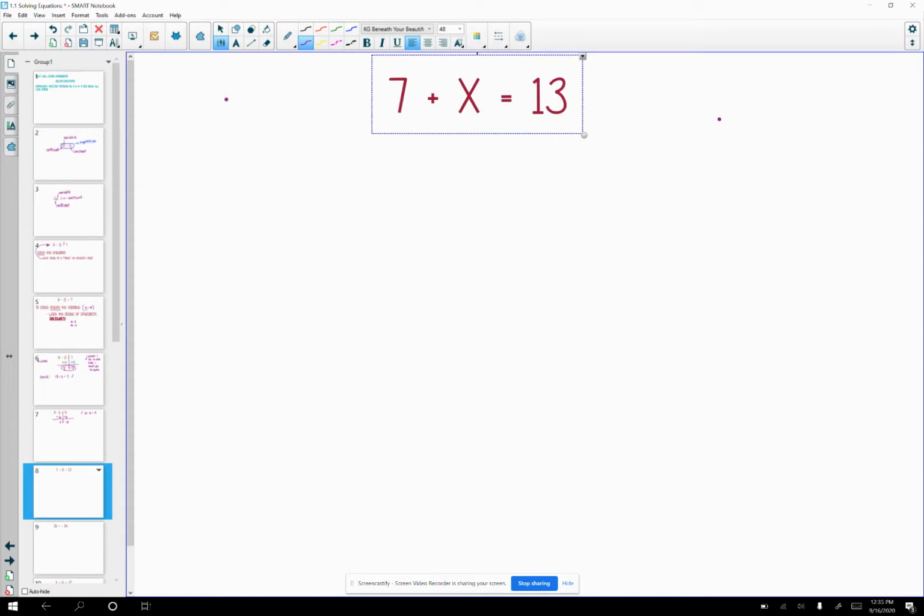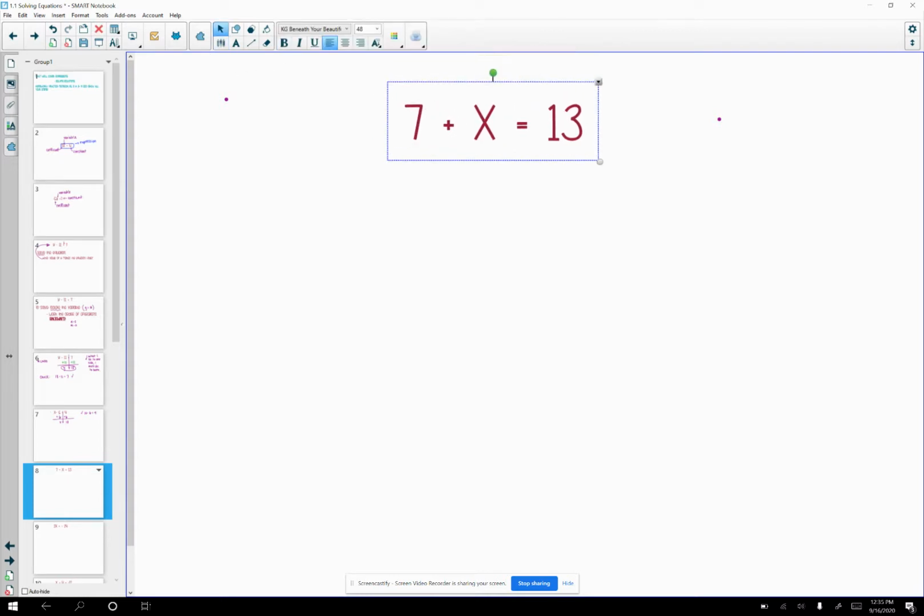Now this one's a little different just because in the order of the equation, my variable is coming second. That does not change how I'm going to solve it, but it might change how I look at the problem. This positive 7 out front, I could think of as a plus 7 plus x equals 13. If there's no negative out front, you know it's positive.